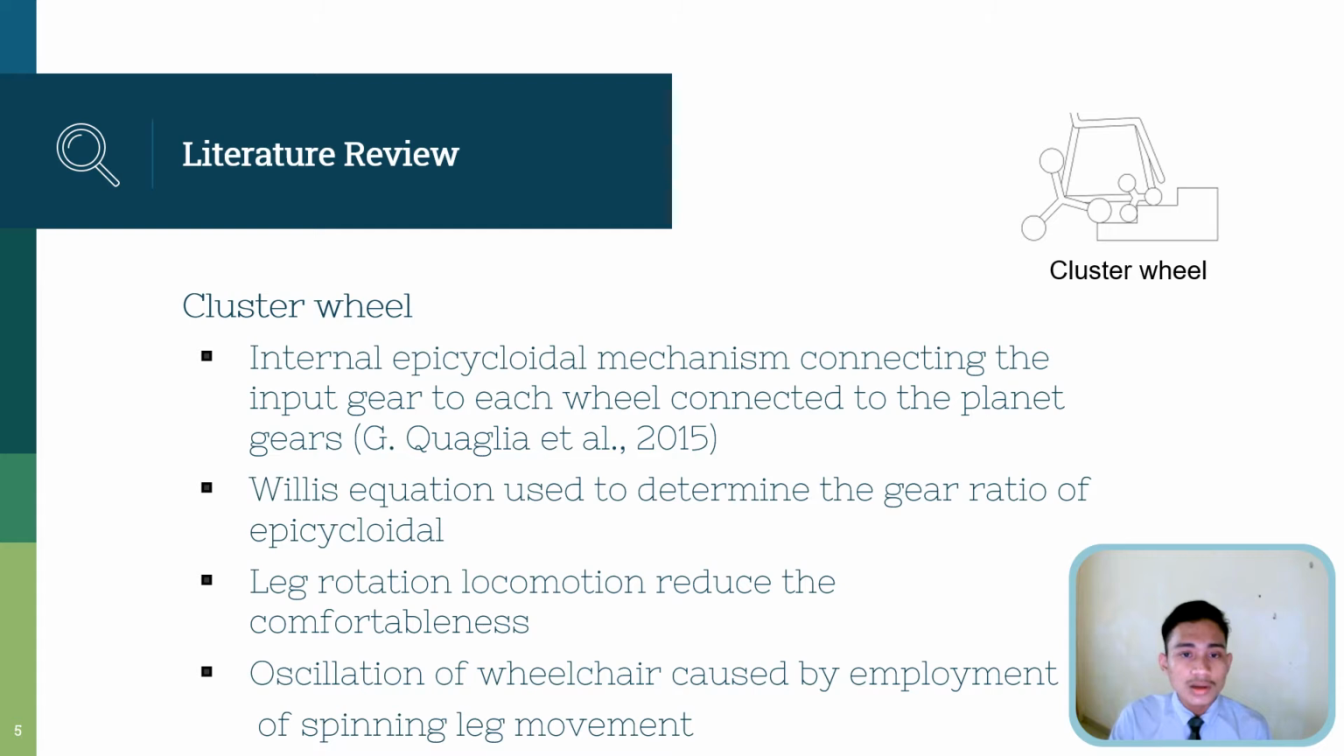The study in Gigoglia 2015 used a locomotion unit comprising a triangular frame with an internal epicycloidal mechanism connecting the input gear to each wheel connected to the planet gears. What is epicycloidal? An epicycloidal mechanism is an epicyclic gear train consisting of two gears mounted so that the center of one gear revolves around the center of the other. The Willis equation is used to determine the gear ratio of the epicycloidal mechanism.